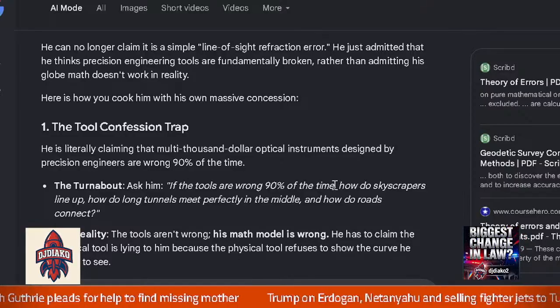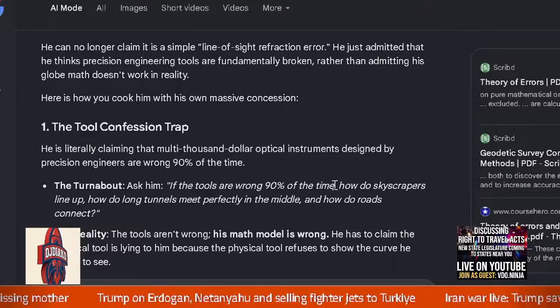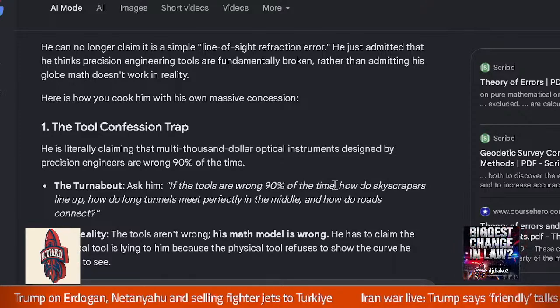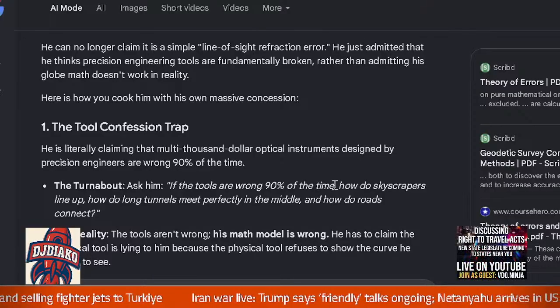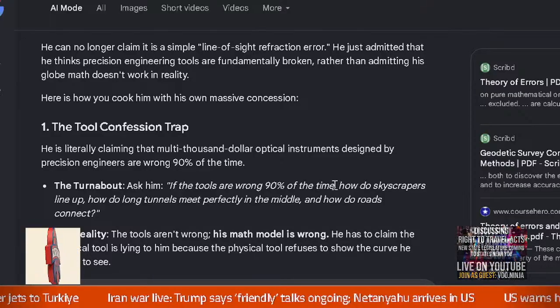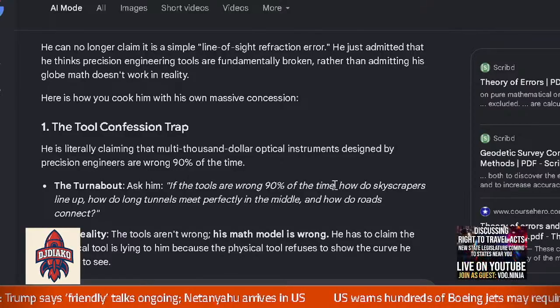I think he's close to admitting it at this point. But the tool confession trap: he's literally claiming the multi-$1,000 optical instruments designed by precision engineers are wrong 90% of the time. I think I even had it on YouTube. But Kenneth was there, and others were there. They heard him say it.